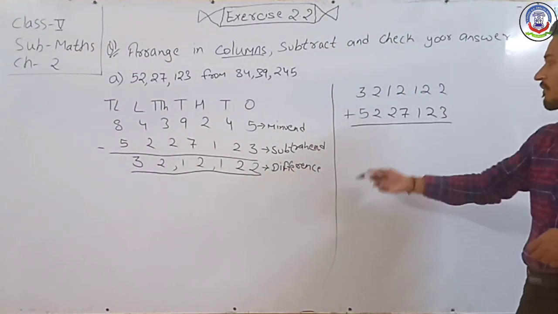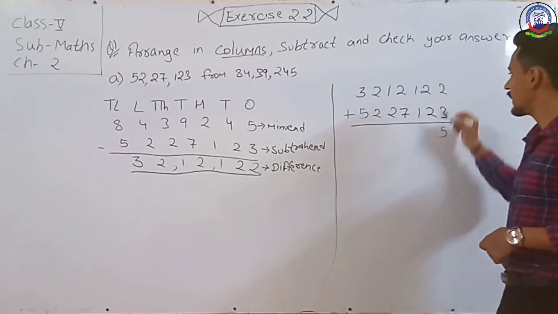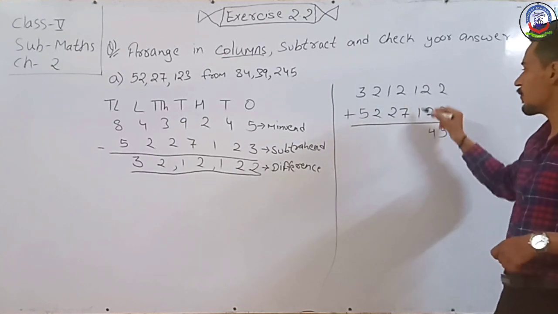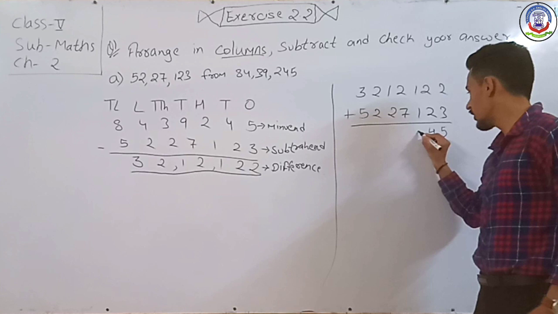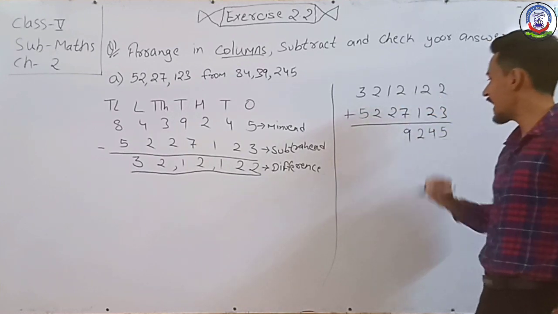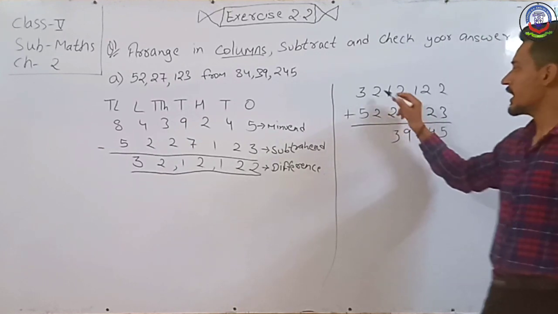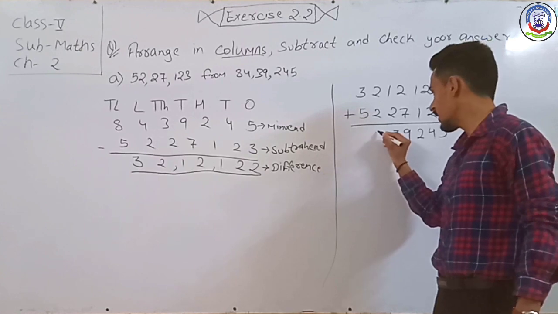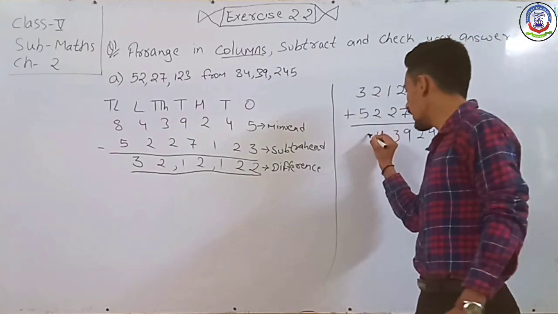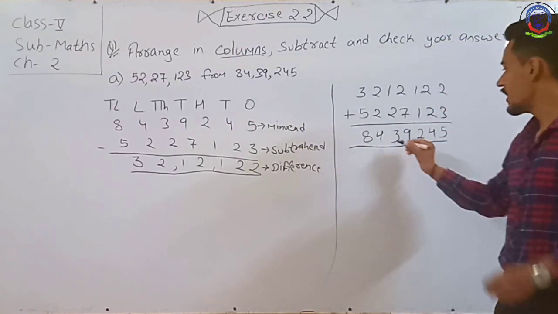So first we have 2 and 3, so we will write 5. Next we have 2 and 2, so we write 4. Next we have 1 and 1, so we write 2. Next we have 2 and 7, so we write 9. Next we have 1 and 2, so we write 3. Next we have 2 and 2, so we write 4. Next we have 3 and 5, so we write 8.